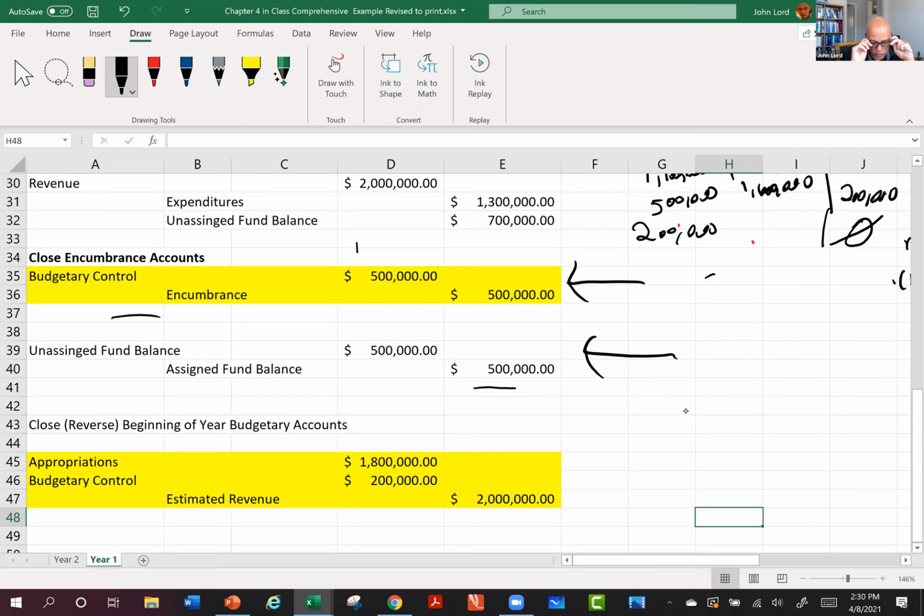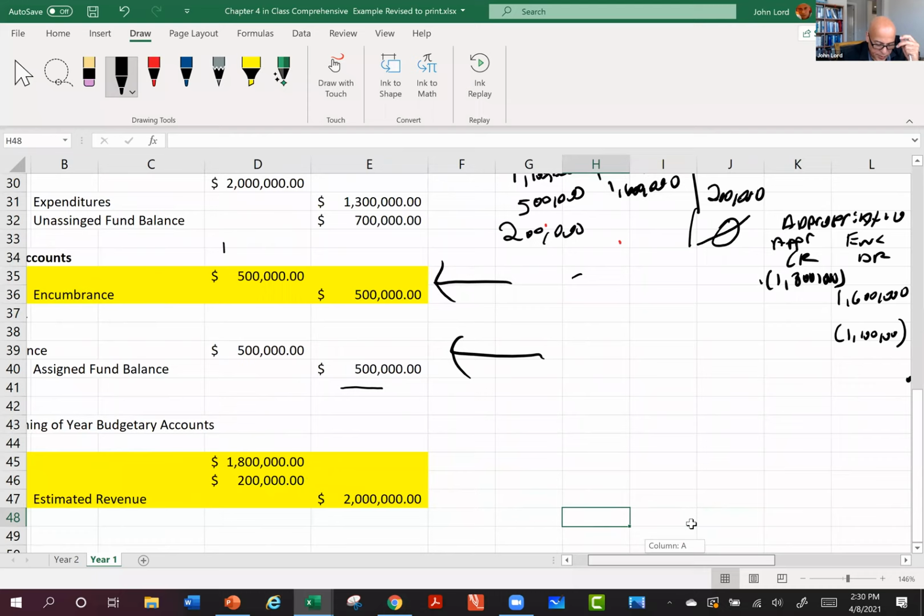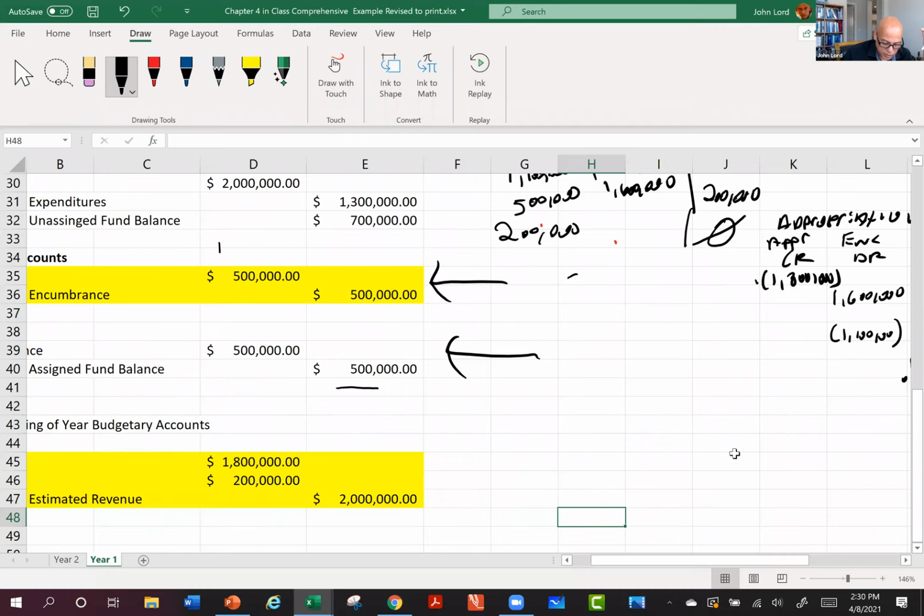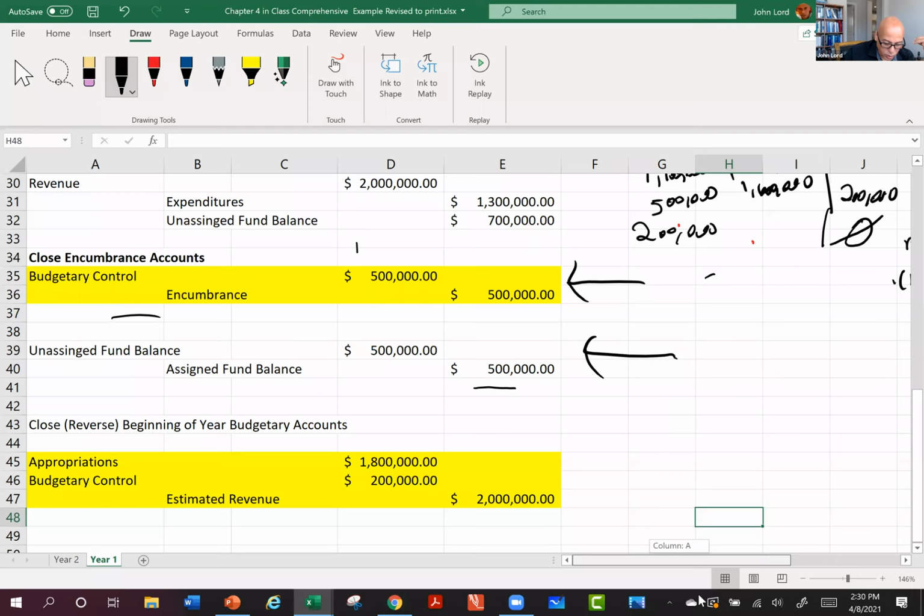I didn't tee up revenues, estimated revenues, I should say, and appropriations, because there was only one entry there. But I had debited the estimated revenue for two. At the end of the year, I credit it, that closes it. I had credited my appropriation for 1.8.